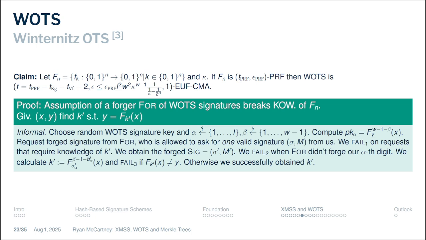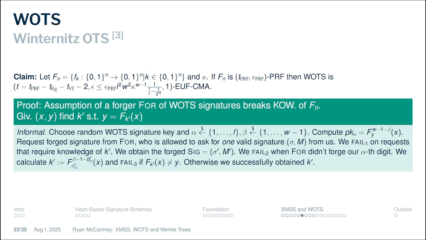to our assumption of this pseudo-random function property. So now we assume this forger, which can forge Winternitz one-time signatures, and we want to break the key one-wayness of Fn. And this is done by first having this query of the key one-wayness.